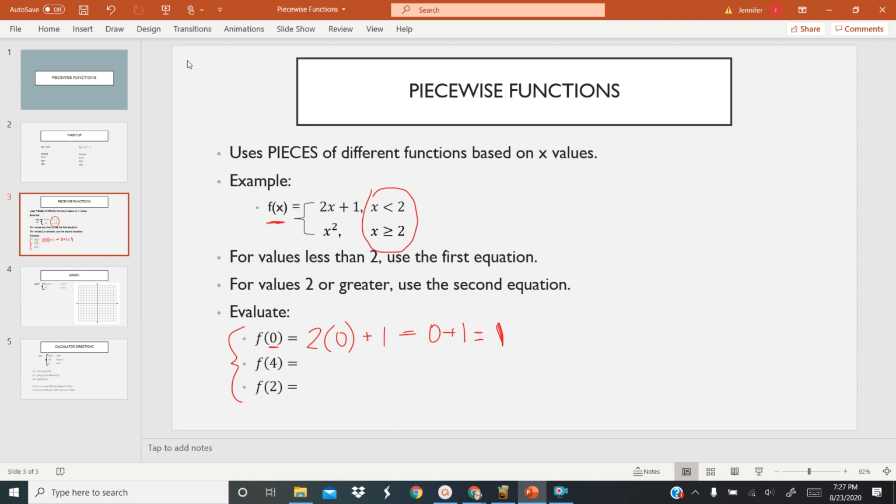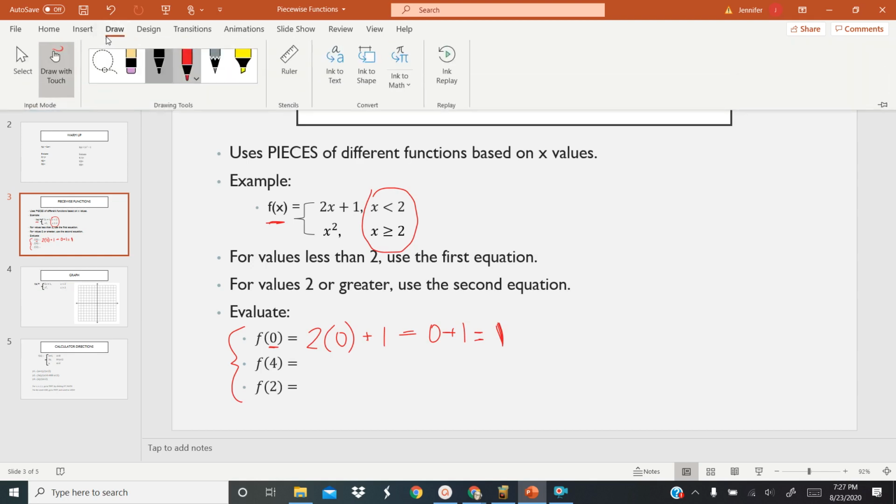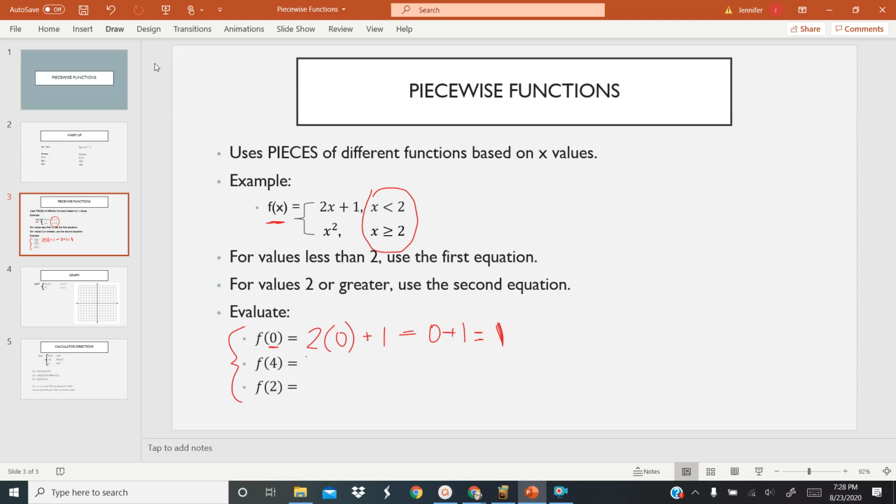Next we're going to do f of 4. That means x equals 4. Since 4 is greater than 2, you're going to use the second equation, which is x squared. So we plug that 4 in for x, and you'll have 4 squared. And 4 squared is just going to equal 16. Then you're done with f of 4.